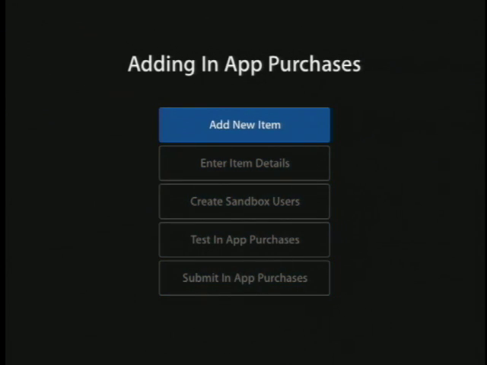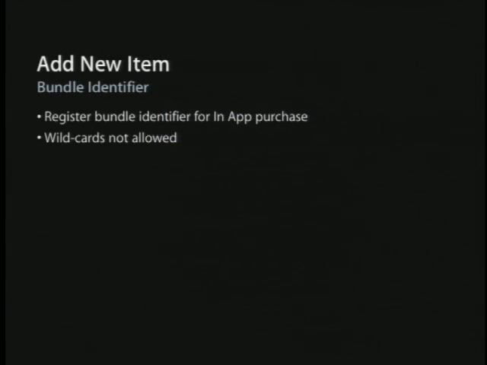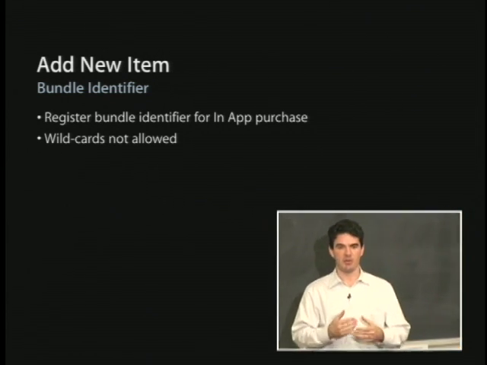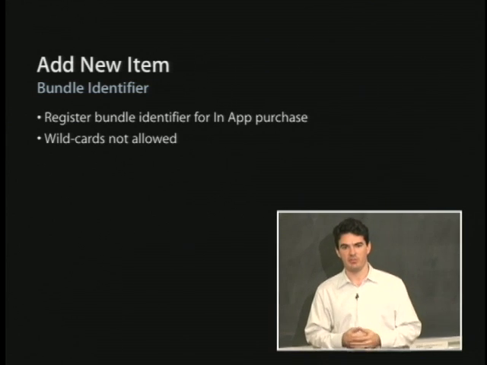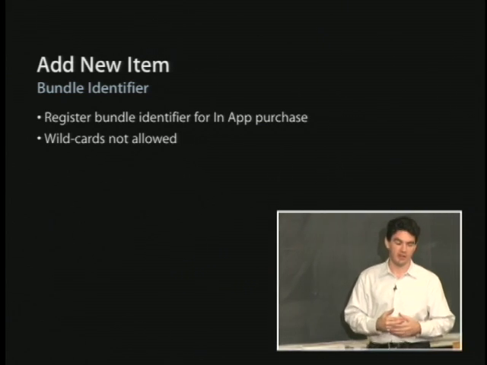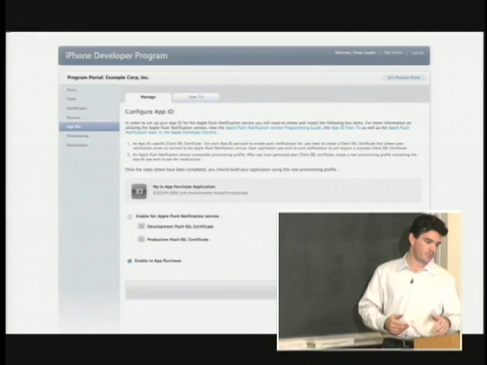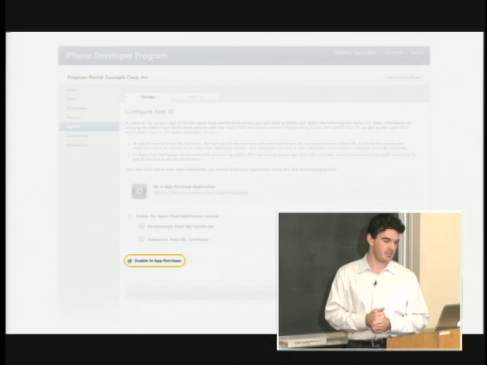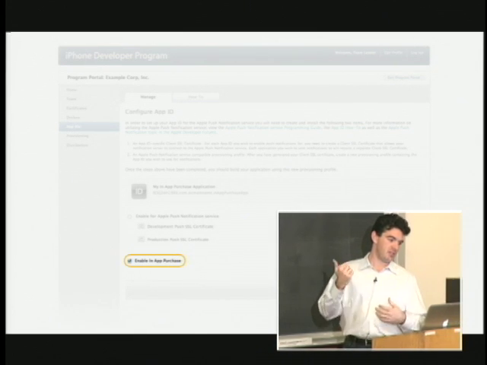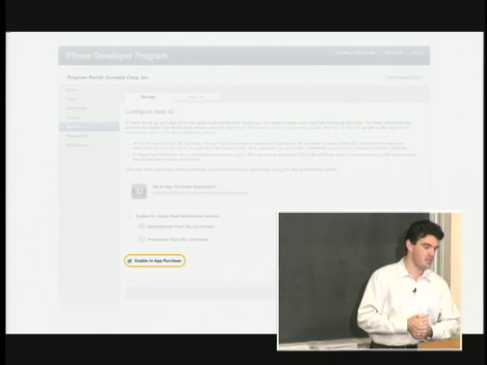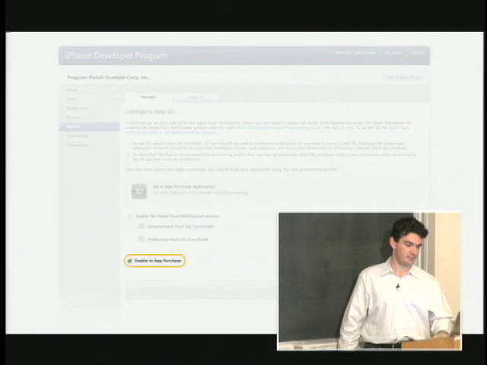So for the first part, you're going to add a new item. If you're setting up an app for the first time, where you haven't uploaded an app, you're going to go into the iPhone Developer Program portal and reserve your bundle identifier. Once your bundle identifier has been reserved, we will then provision it in the sandbox testing environment. To do this, you log into the iPhone Developer Program portal, select your bundle identifier, and check the box to enable for in-app purchases.